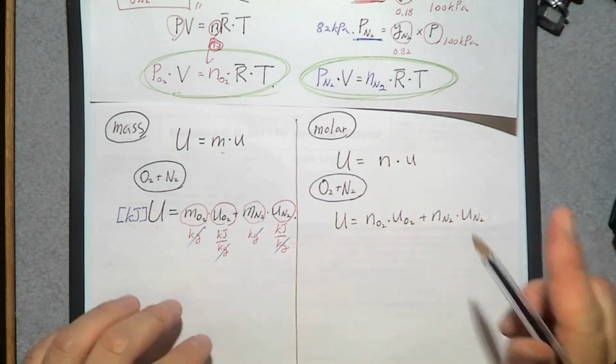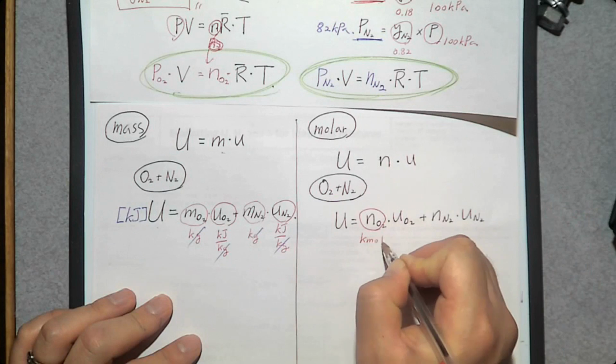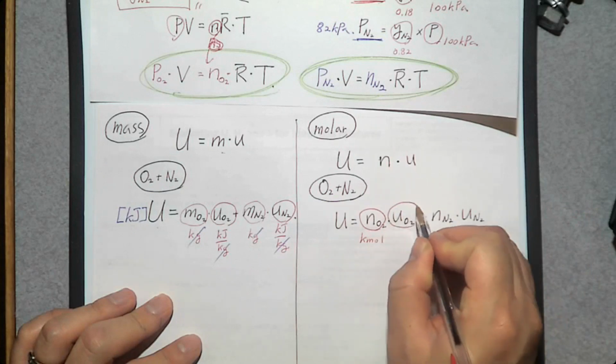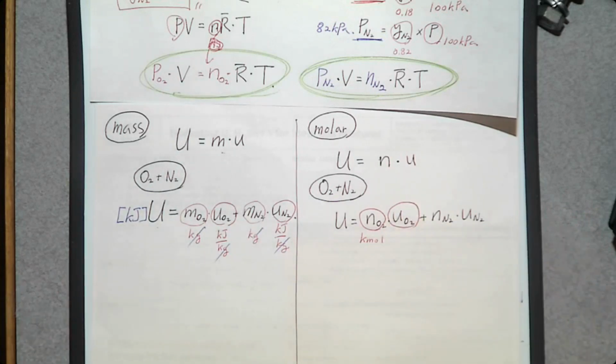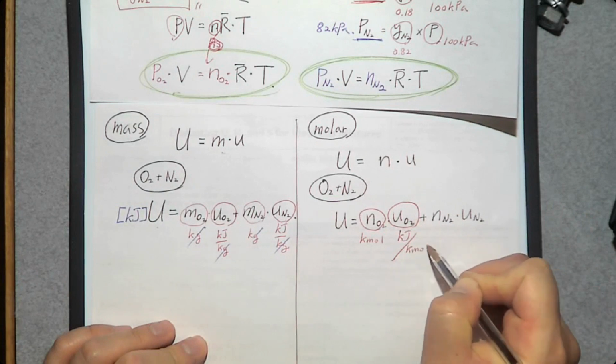Kilomole. It's going to be kilomole. So kilomole. Then what is the unit of this U? Specific internal energy. Kilojoule per kilogram? No, we have a kilomole here. So the unit of this specific internal energy should be kilojoule per kilomole.